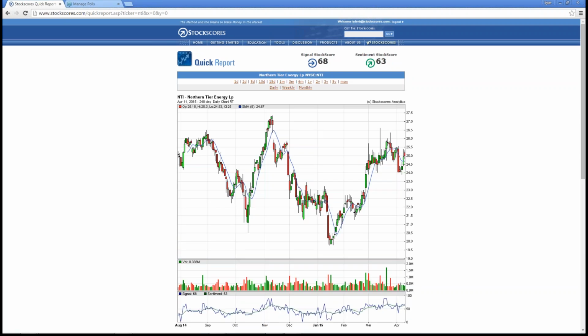Northern Tier Energy. I put a neutral rating on this stock. It's not a great looking chart, but if you own it already, support right now is just under $24.